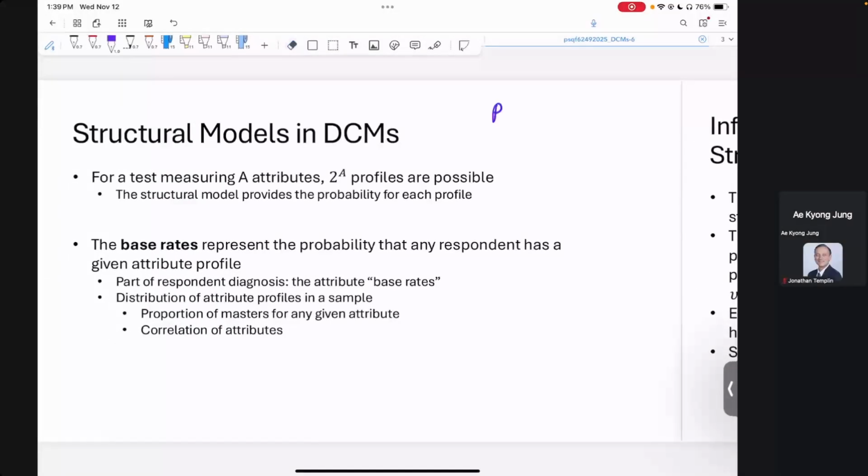So we have the probability of being assigned to class 1, and the probability of being assigned to class 2, and if we have 16 classes, then we have this probability for all of them. These are also called base rates. Based on these probabilities, we can get the proportion of masters of any given attribute, and also the correlation between attributes. We'll see how it works.